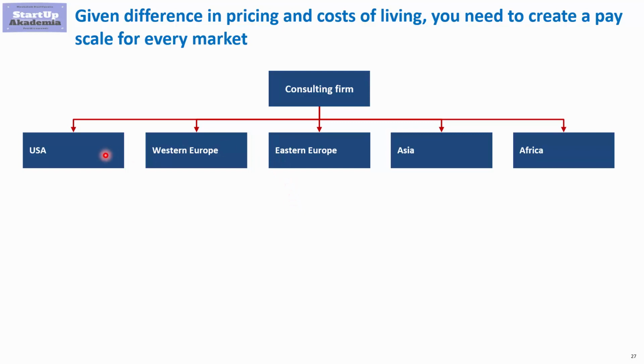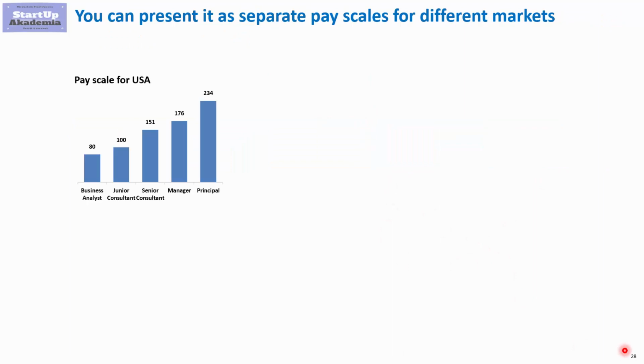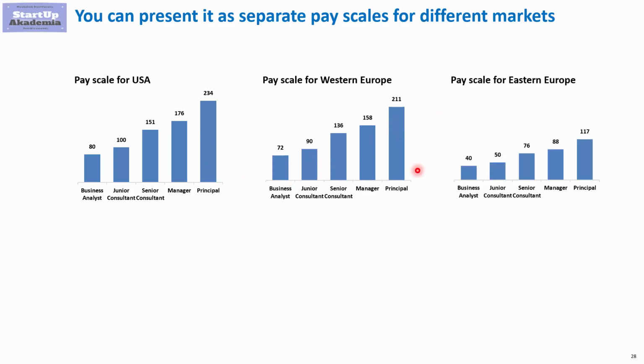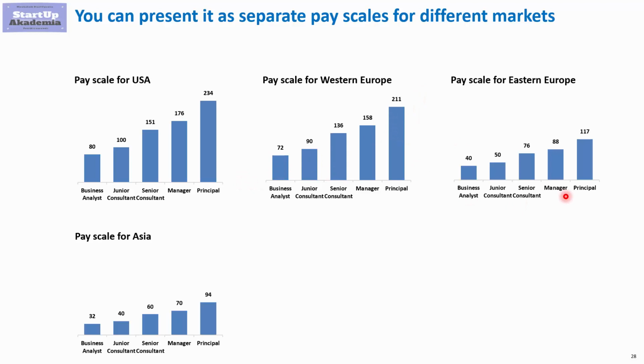In other words, this will be a separate pay scale for different countries, and for the same position we may have different salaries. However, they will be set for a specific market. So in our example, this is how the pay scale for the USA would look. In Western Europe, obviously, it will be a little bit different. We assume that this will be a little bit lower. Eastern Europe, as you can see, is also lower, and so on and so forth.